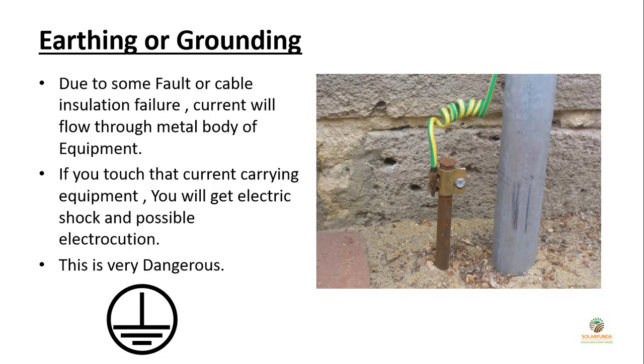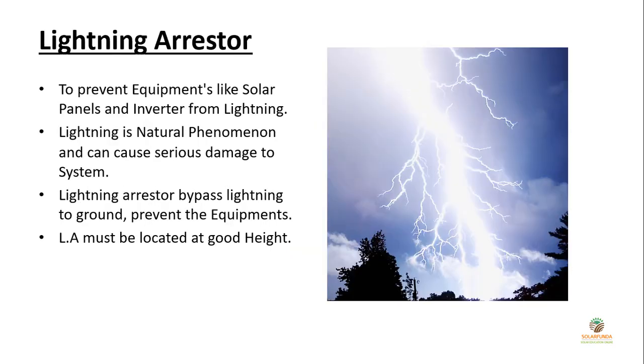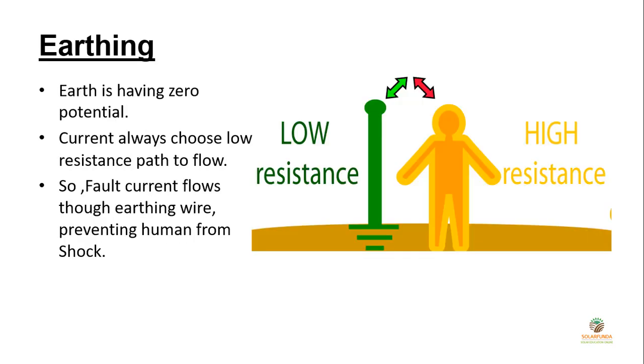So how do these things work? Actually, earth is having zero potential and current always chooses the low resistance path to flow. If your equipment is properly earthed and your earthing system is very good, you will not get shock during fault condition. The reason is that during fault condition, fault current will flow through the earthing wire preventing us from shock because, as I said earlier, current always flows through the low resistance path.